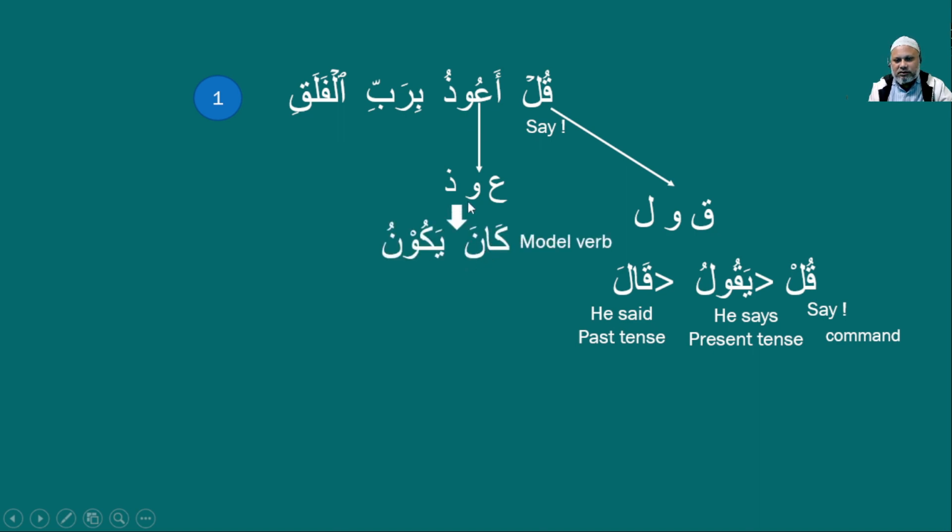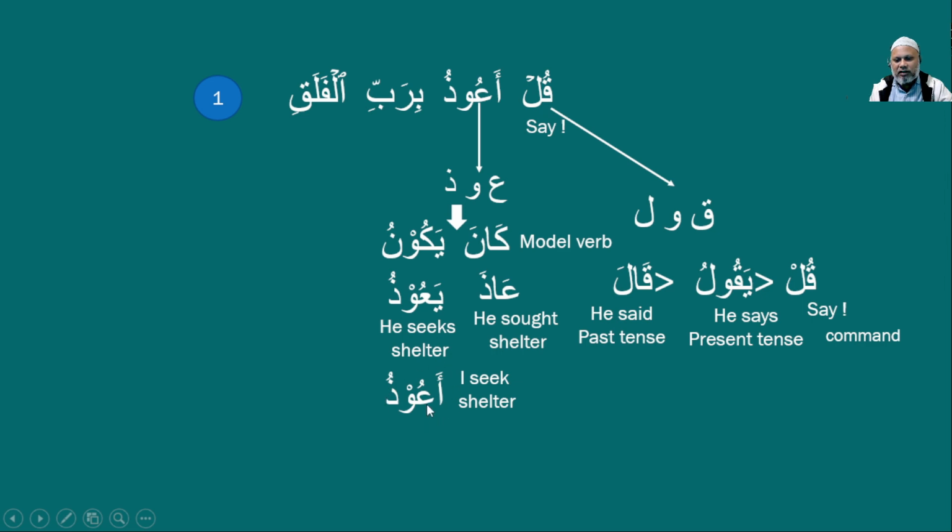A'udhu: these 3 root letters have been used to form this word a'udhu, and these 3 root letters follow the kana verb model. The conjugation of kana is kana yakunu. So for these 3 root letters, if we follow this pattern, it will be a'aza ya'uzu. A'aza, past tense, he sought shelter, and ya'uzu, present tense, he seeks shelter. Now for present tense, instead of he, if we want to say I, it will be a'uzu. A'uzu means I seek shelter.